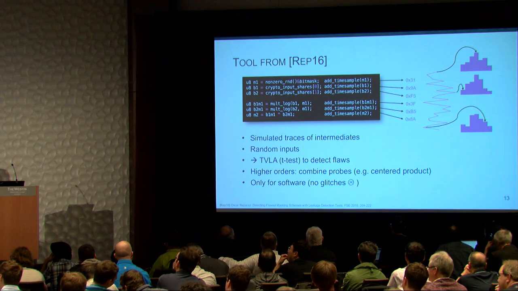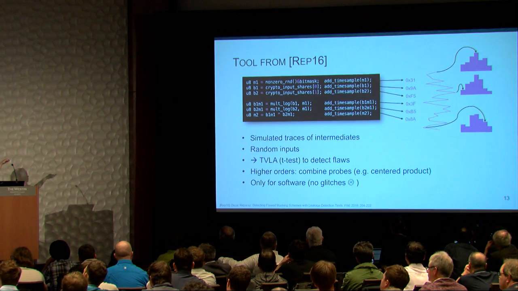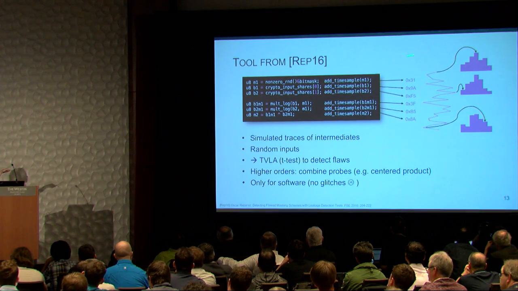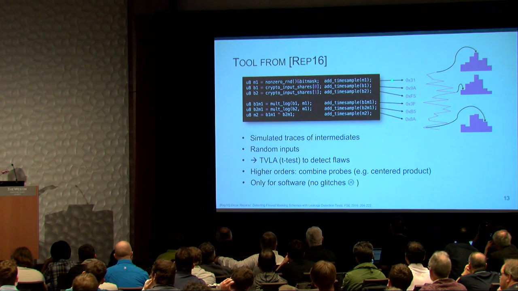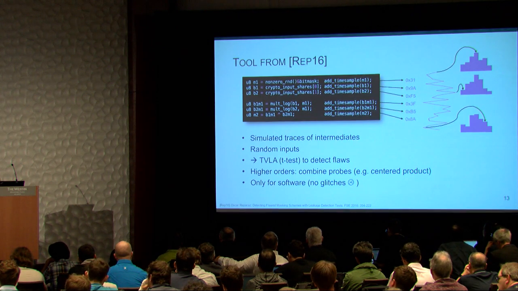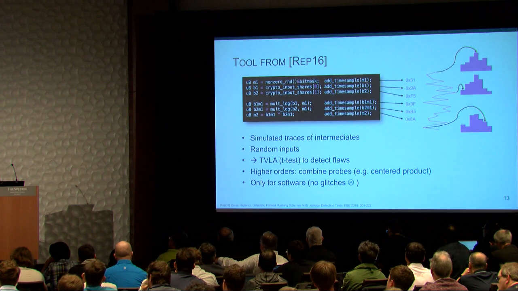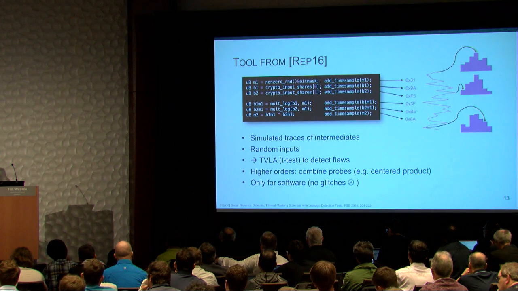And it works like this. So you have a software implementation of your implementation. And you're going to make simulated traces that have one time sample for every single intermediate in your calculation. And you can collect simulated traces. And then, as you would do with real power traces, you can perform TVLA for leakage detection. But in this case, it would be a flaw detection because it's absolutely noiseless. And flaws cannot be hidden by noise like in the real world. So it's a very effective flaw detection tool.